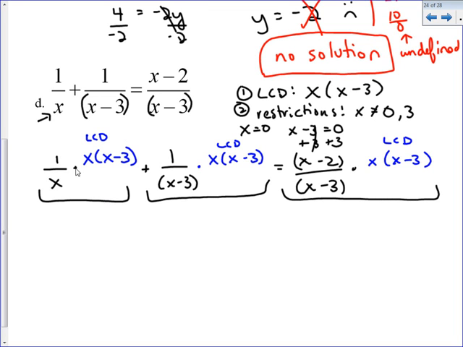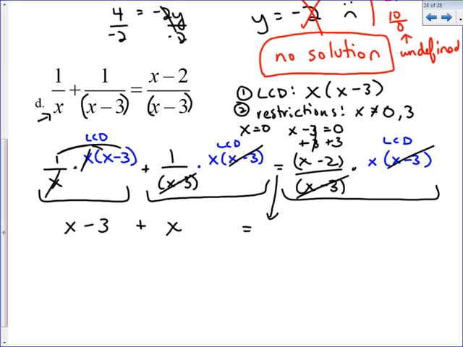Alright, so I have 1 over x times x minus 3. What can I cancel? Those x's. Those can be gone. So I have 1 times x minus 3, which technically we're distributing the 1, but it's not very exciting. X minus 3. What's going to cancel my next term? X minus 3 again. So I have 1 times x is 1x, or just x. Don't forget to drop your equal sign down wherever it occurred in the problem. We're still solving. And then what's going to cancel on this side right here? X minus 3's. So I'm left with x minus 2 times x.